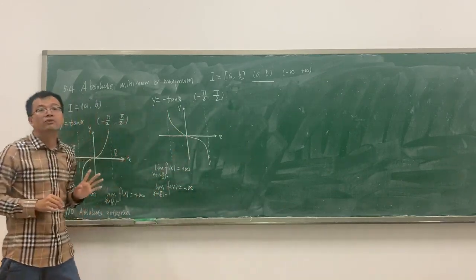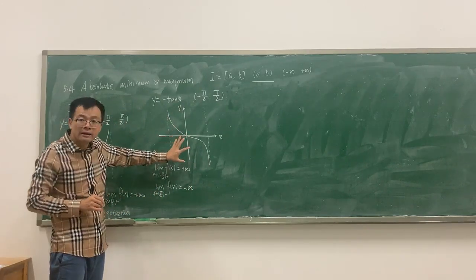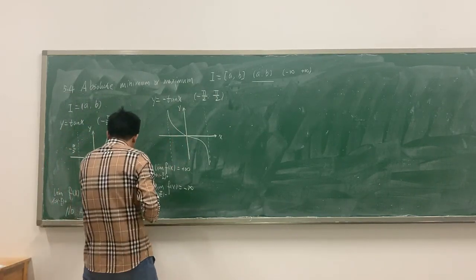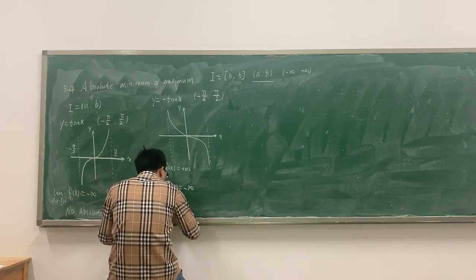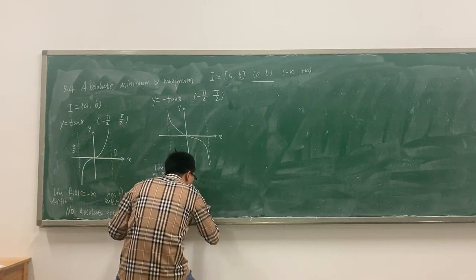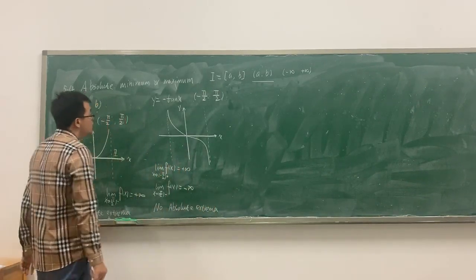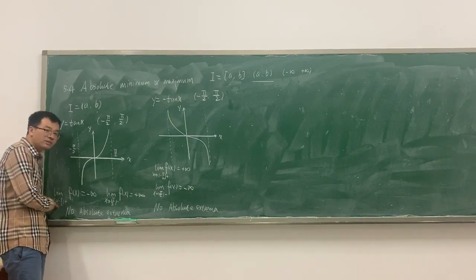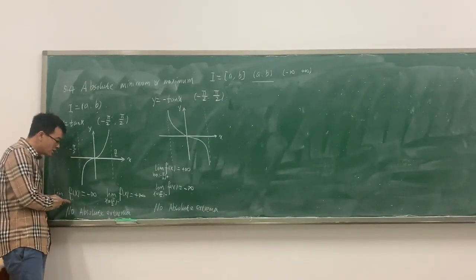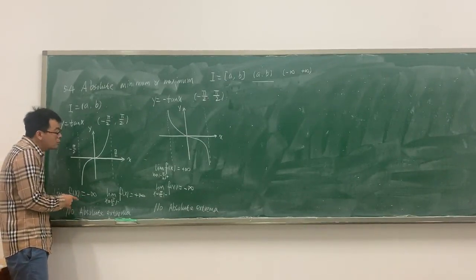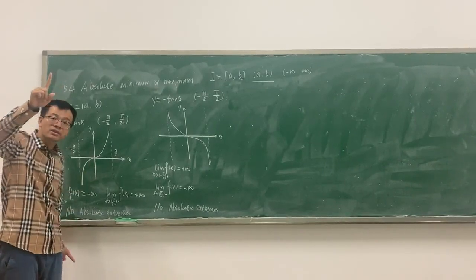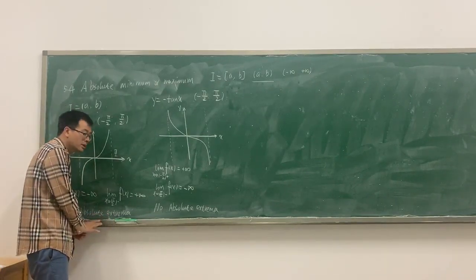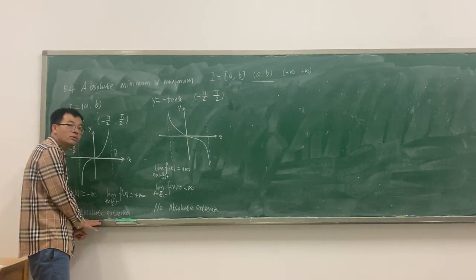So for this function, we do not have absolute extrema. So this is the second case. Here it means that when x approaches the endpoints, one side goes to plus infinity and one side goes to minus infinity. In this case, we do not have absolute extrema.